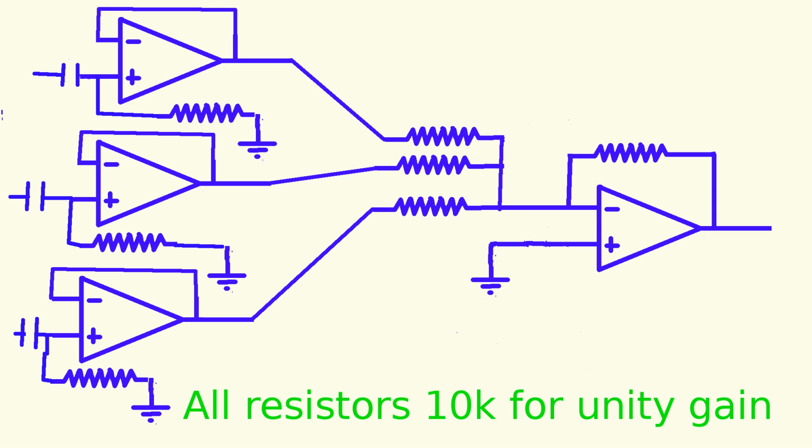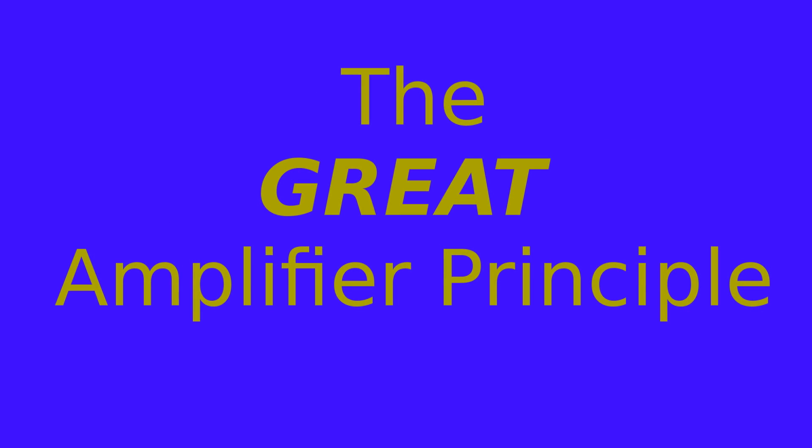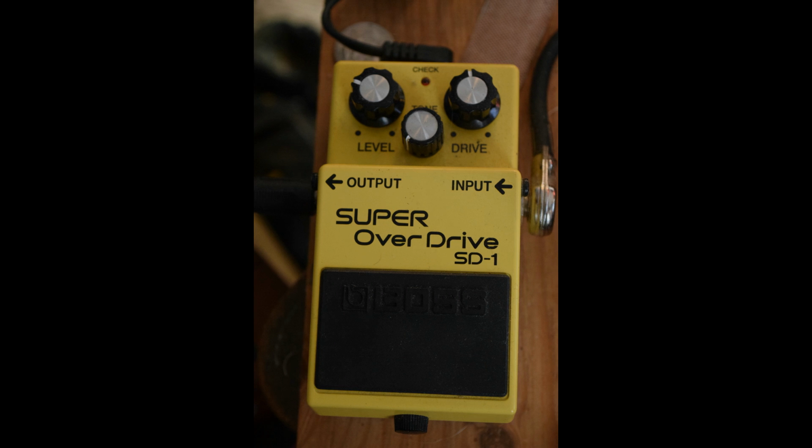To sum this up, here is a circuit for a small amp useful for PA or guitar purposes. Now you know the great amplifier principle and how to make audio stuff.